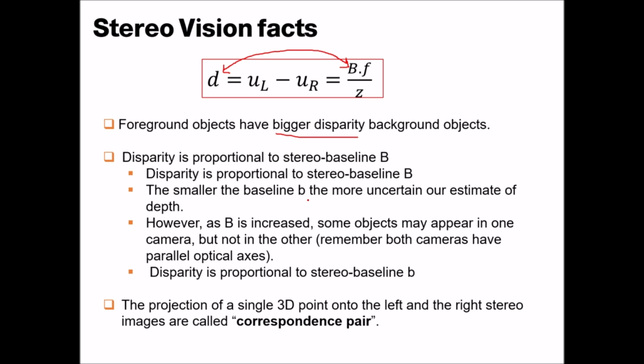The smaller the baseline B, the more uncertain the estimate of the depth. However, as B is increased, some objects may appear in one camera but not in the other. Remember, both cameras are parallel. Here just to tell you that with a good baseline you will have a good disparity, and the disparity always is proportional to the stereo baseline B. The projection of the single 3D point onto the left and the right stereo images is called the correspondence pair. So what is this one? This we will see in the next slides.